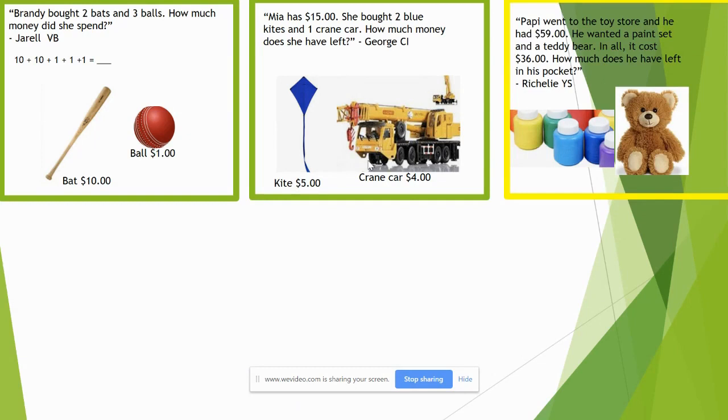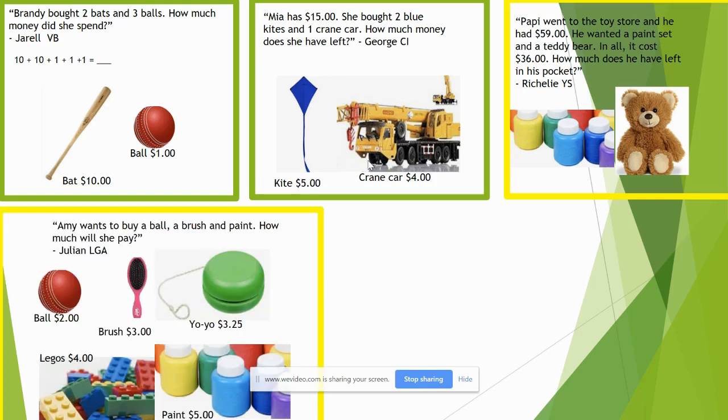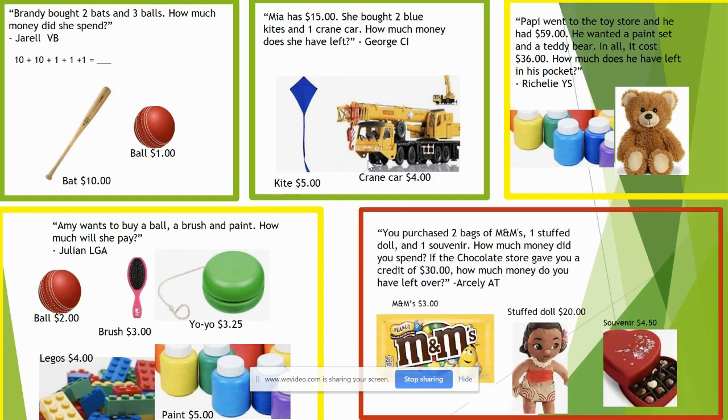Poppy went to the toy store and he had $59. He wanted a paint set and a teddy bear. In all, it cost $36. How much money does he have left in his pocket? Amy wants to buy a ball, a brush, and paint. How much will she pay? You purchased 2 bags of M&Ms, 1 stuffed doll, and 1 souvenir. How much money did you spend? If the chocolate store gave you a credit of $30, how much money do you have left over?